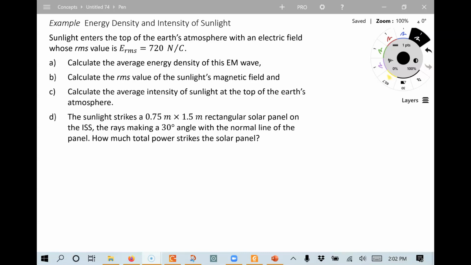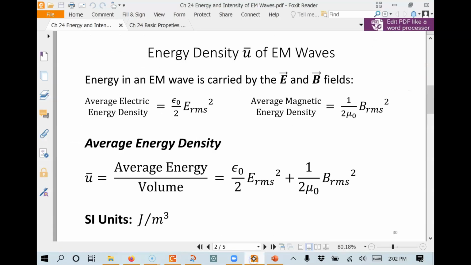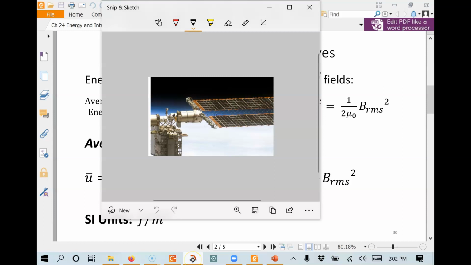So it enters the top of the atmosphere and it has an electric field with an RMS value of 720 newtons per coulomb. That RMS is kind of your average value because we know the electric field for an electromagnetic wave is oscillating sinusoidally back and forth very rapidly. Part A says calculate the average energy density of this wave. To do that, we're going to have to look up an equation for the average energy density of a wave, and here it is.